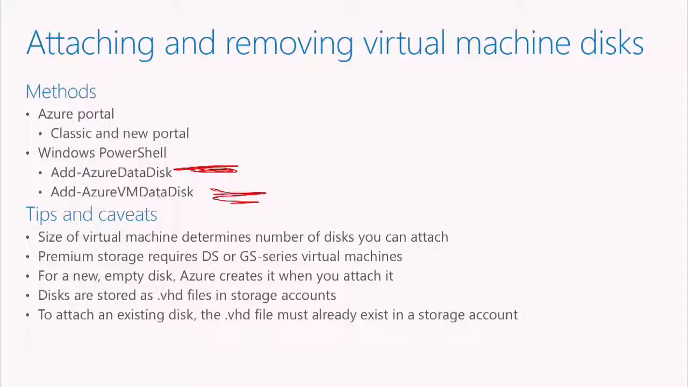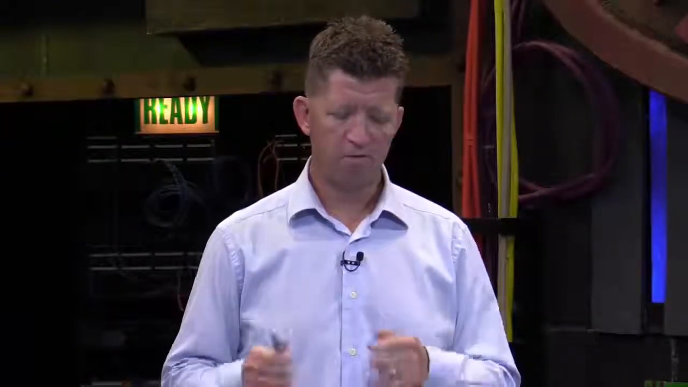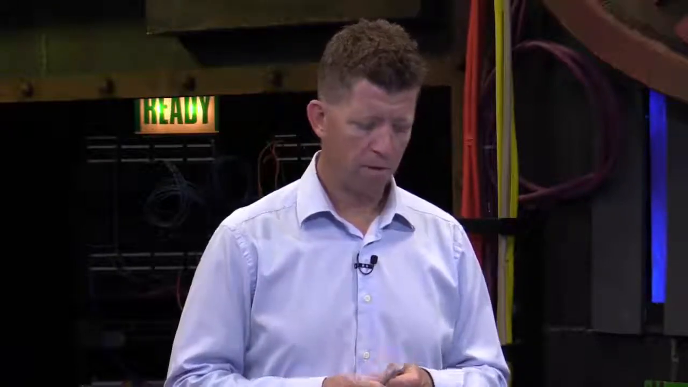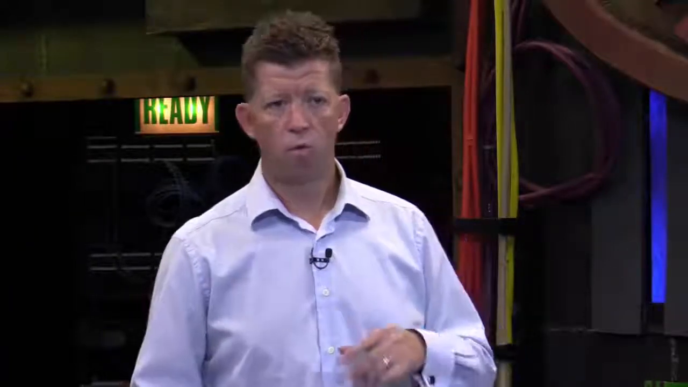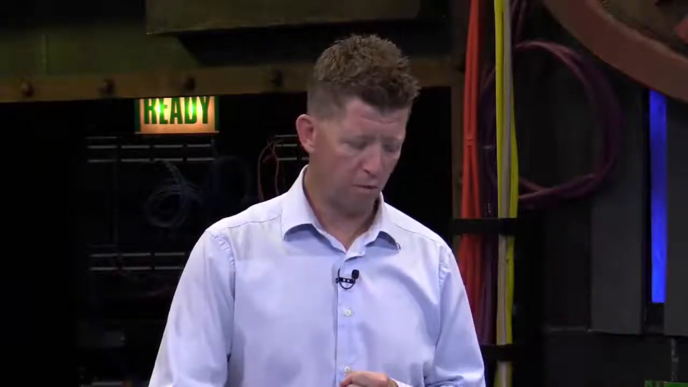A couple of tips. Number one, and we mentioned some of these earlier, the size of the VM determines the number of disks. If you want to use premium high-performance storage, you must have a DS or GS series virtual machine. For new disks, the operation of attaching the disk also creates it. So you don't need to create an empty disk and then attach it. If you attach a disk, it will actually create the empty disk for you.